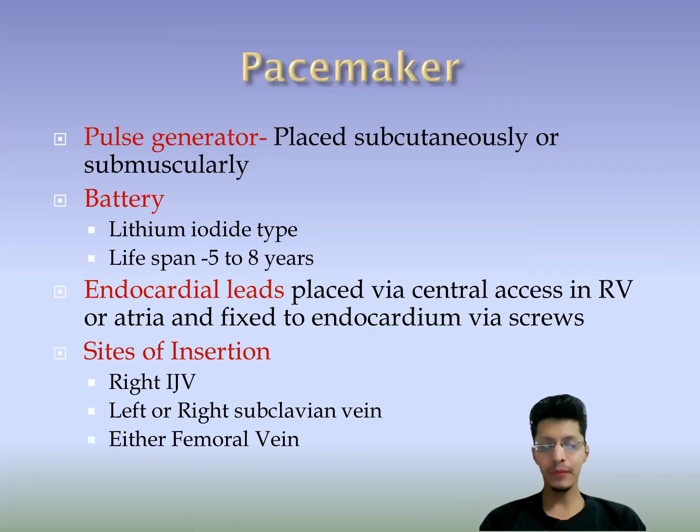What are the components of the pacemaker? There's a generator which is placed subcutaneously or submuscularly. There's a battery made of lithium iodide, which has a lifespan of 5 to 8 years. Then there are the endocardial leads, accessed through the internal jugular vein and put into the right ventricle, and leads are attached through screws to the endocardium. The most common site of insertion is the right internal jugular vein. It can also be the left or right subclavian vein, or the femoral vein.